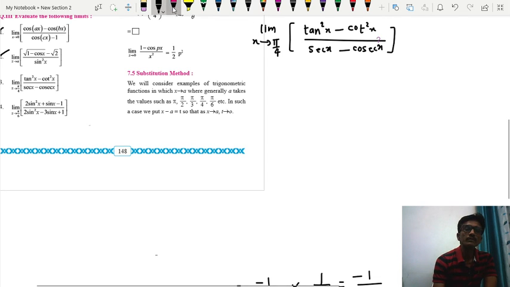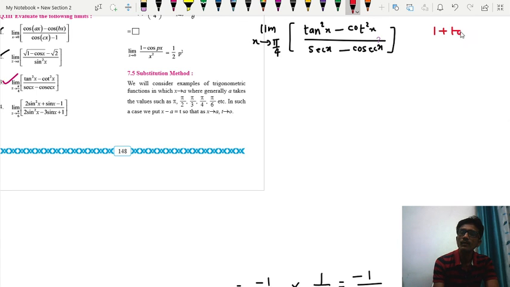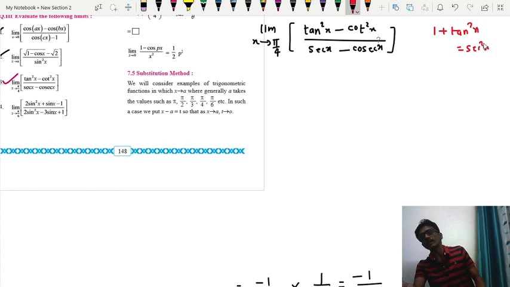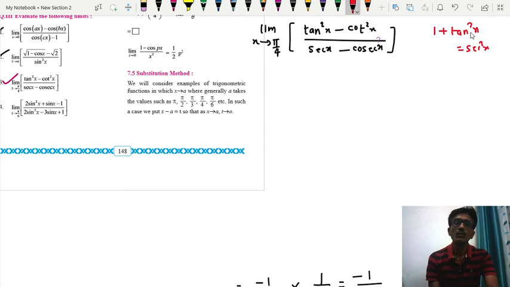We'll solve this question. Yes students, third question: limit x tends to pi by 4, tan square x minus cot square x upon sec x minus cosec x. So we know 1 plus tan square x is equal to what? Sec square x. So tan square x we can write as sec square x minus 1, and cot square x we will write as cosec square x minus 1.